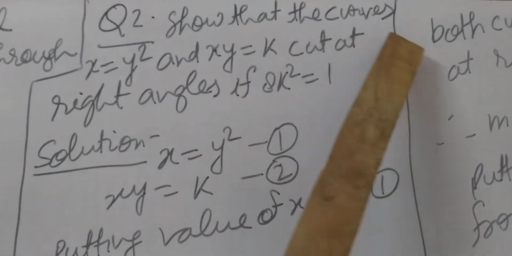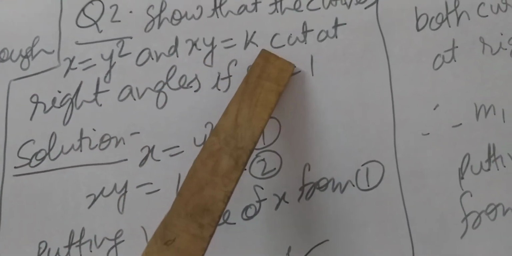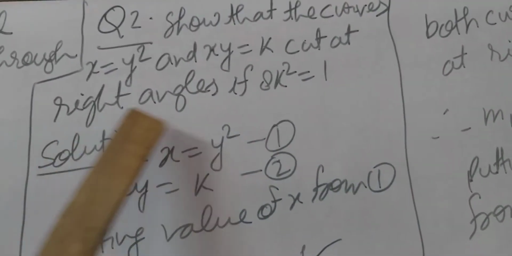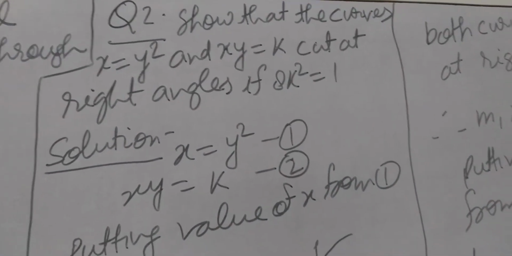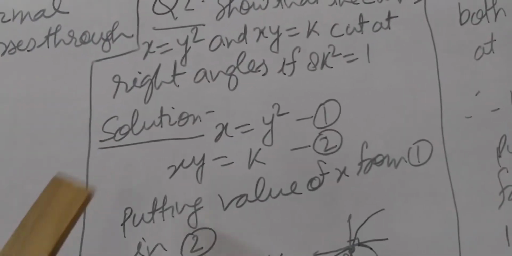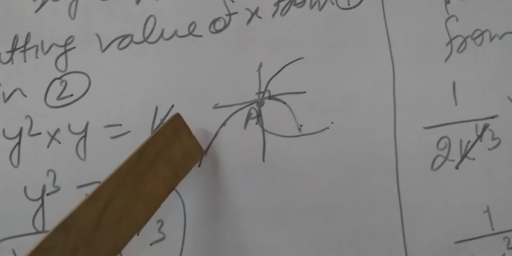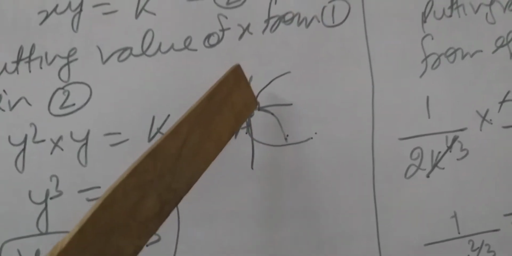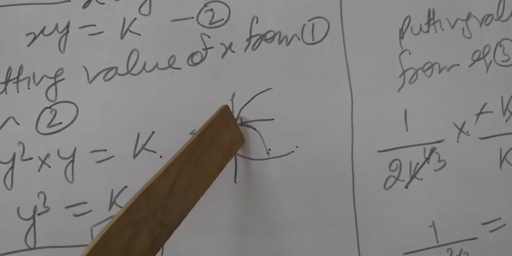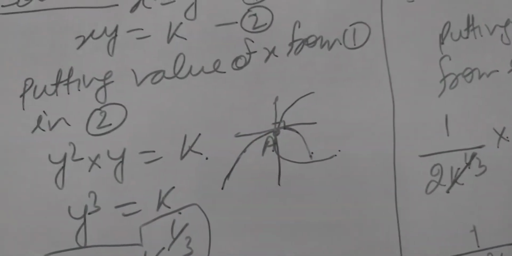Show that the curves x equals y square and xy equals k cut at right angles if 8k square equals 1. So now student, how can we solve? There are two curves. One curve is this, one curve is this. Both intersect here at A and both intersect at right angles. So their tangents will also intersect at right angles.